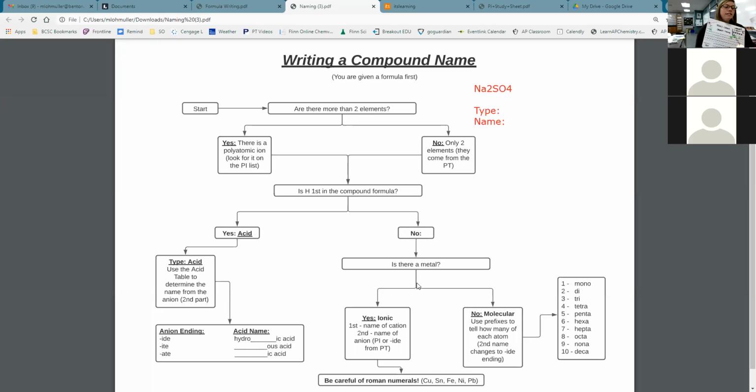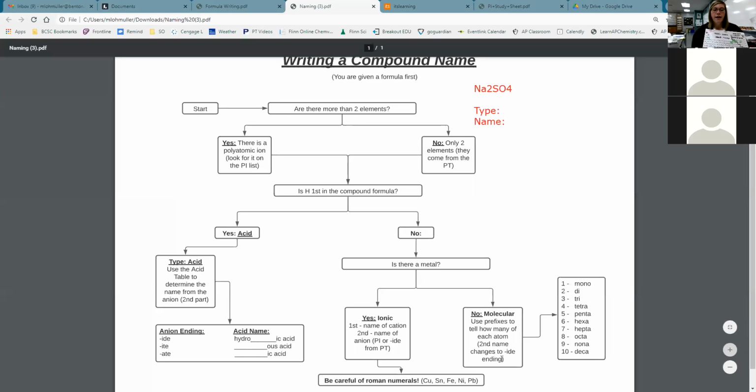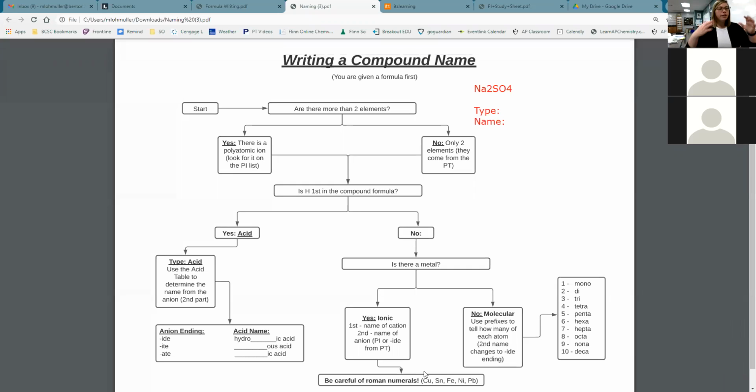Okay? If it does not contain a metal, so if it only has 2 elements and they're from the non-metal section, then that means the type of compound is molecular. The prefixes tell how many, and I've included the prefixes so that you know how many there are. And with that, just know that you also have to change the ending to IDE. So instead of oxygen, you would say oxide, just like we would if it was ionic. But I just put that little note in there to help you out. Okay, so if you ask yourselves these questions and you go through the flow chart all the way down, then you should have no problem and you should do it correctly.